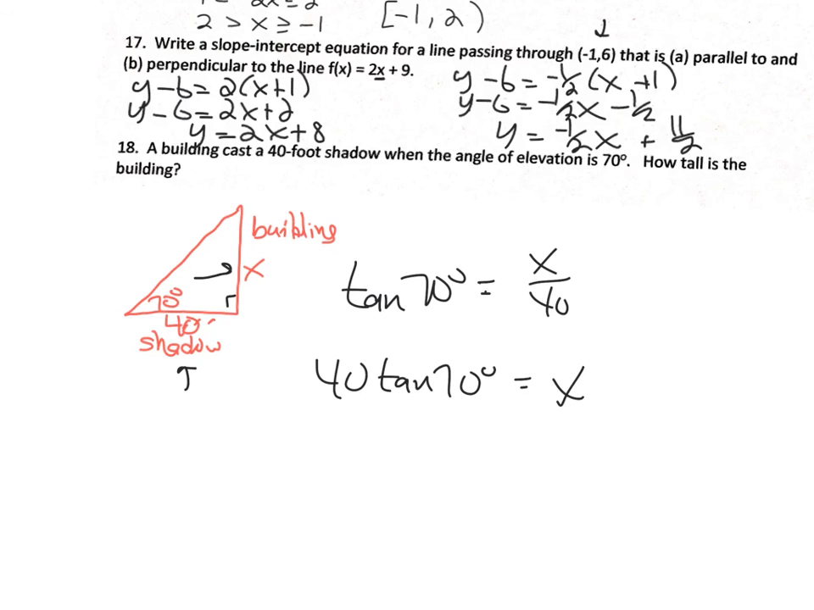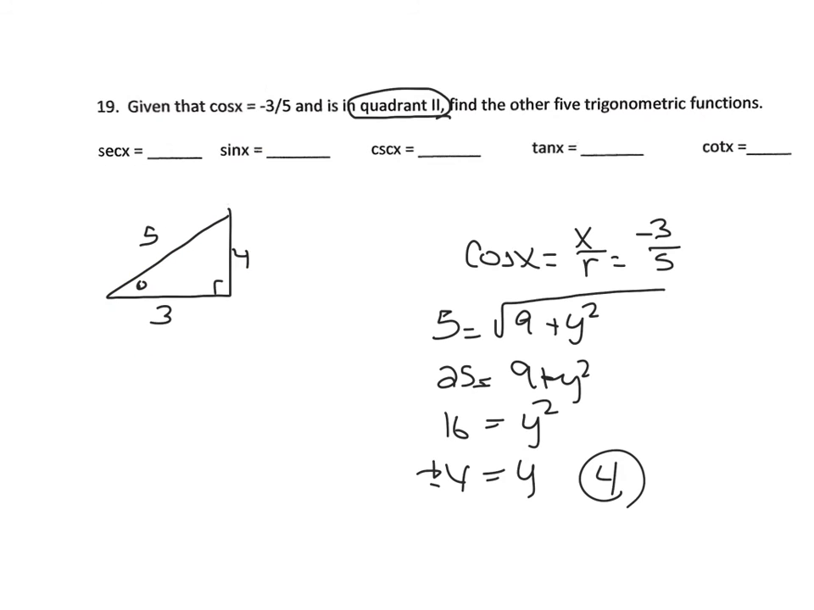19. Given that cosine x is negative 3/5 and is in quadrant 2, that's huge. Think about the quadrants. Quadrant 2 is up here, which means your x is negative and your y is positive, which means your cosine is negative and your sine is positive. Find the other 5 trig functions.